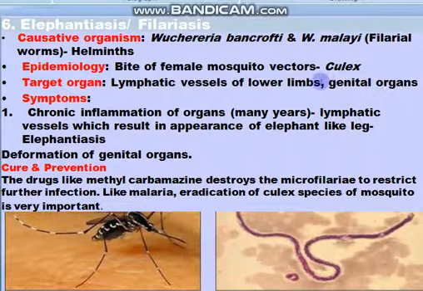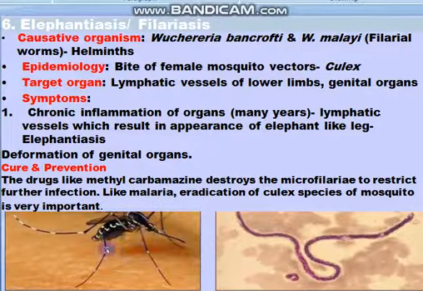And what are the symptoms? There is chronic inflammation of organs and lymphatic vessels after many years, which results in the appearance of elephant-like legs, so it is known as elephantiasis. Why is this disease known as elephantiasis? It is caused by the filarial worm, and it is also known as filariasis. But why elephantiasis? Because the legs of the patient are swollen and inflamed, and they appear like an elephant's, so it is also known as elephantiasis. And there is deformation of genital organs also in this disease.